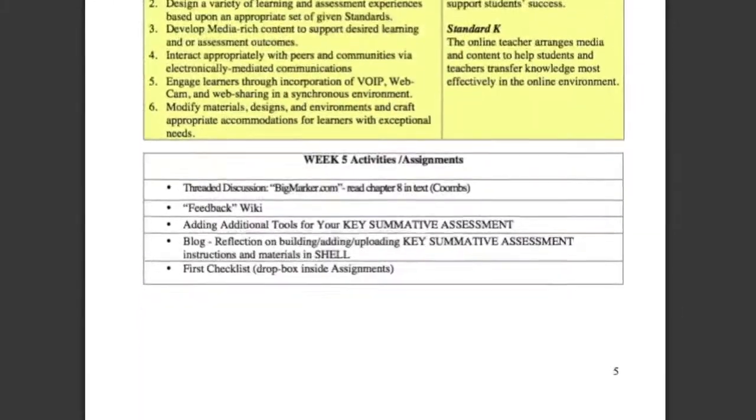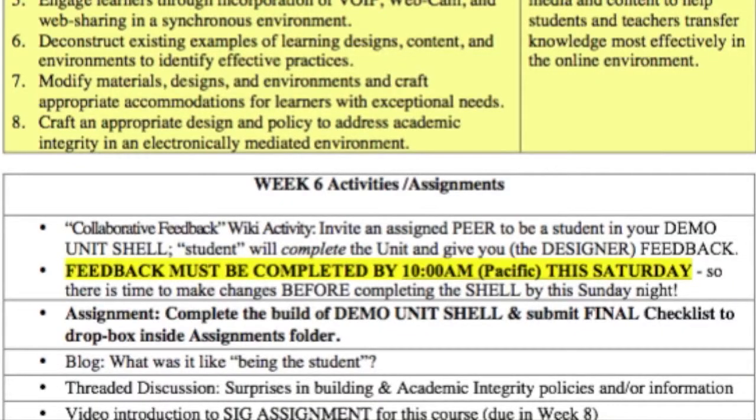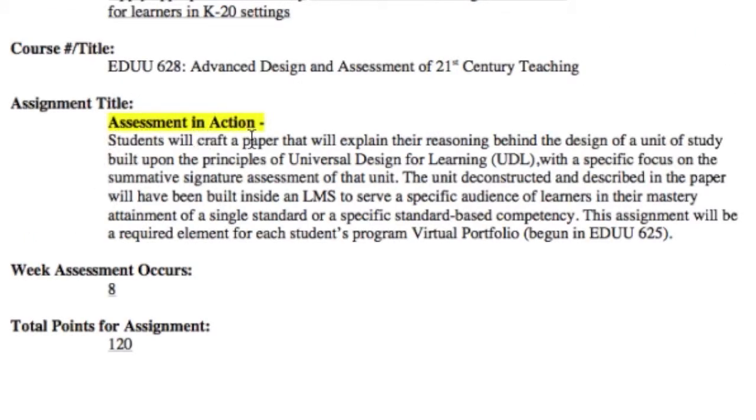In week 6 is where you're introduced to the actual signature assignment for this course. The signature assignment is a paper, a reflection paper that you write based upon what you actually built. It's in week 6. It's called Assessment in Action. And I'm not going to read it to you. You can read it, I won't waste your time. But the point is that it specifically asks you to write about your reasons for doing what you did and what artifacts you created or built or put together or expect to get from the students that represent best practices for 21st century learners.